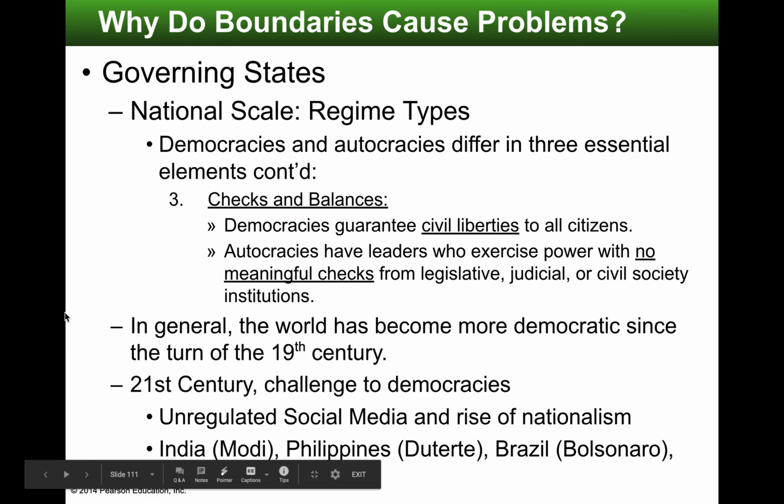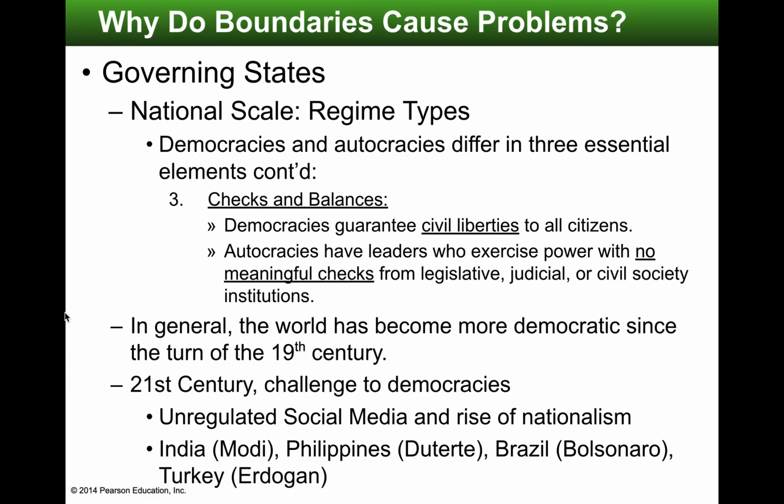They also have checks and balances. So checks and balances are the civil liberties given to the citizens. In the United States, it's known as our Bill of Rights, which are the rights that we want to protect. And then in autocracies, they don't have any meaningful checks and balances. So they don't have the three branches of government that check one another. They don't have civil liberties offered for humans and their rights within the government.